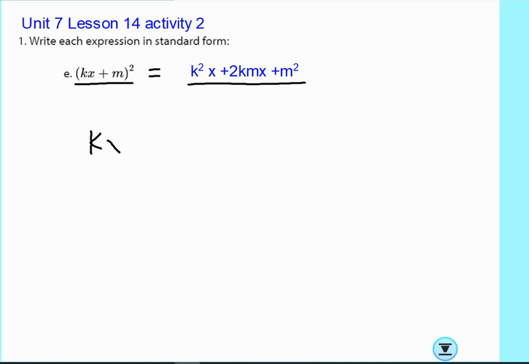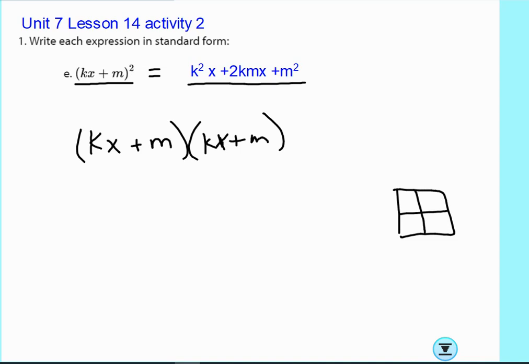So I just want to write it out for you real quick. If we multiply kx plus m times kx plus m, you could do the area model. Some of you do that, or you could do distributive property. In this case, I'm going to do distributive property. So we've got k times k, so that's k squared. x times x is x squared. That's a little different than we've seen in the past. kx times m is plus k times m times x, right? A k, an m, and an x.